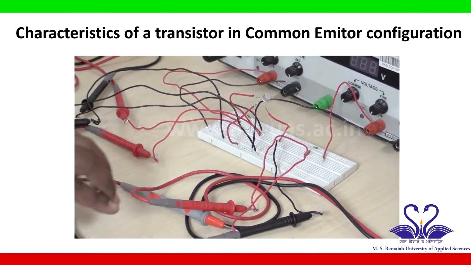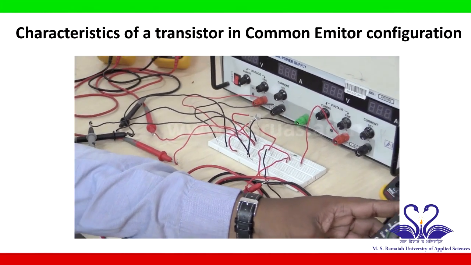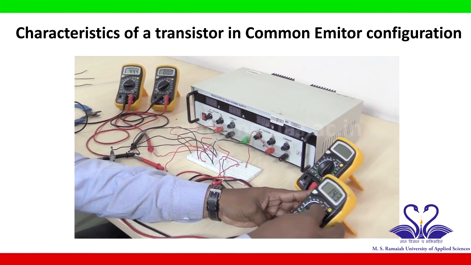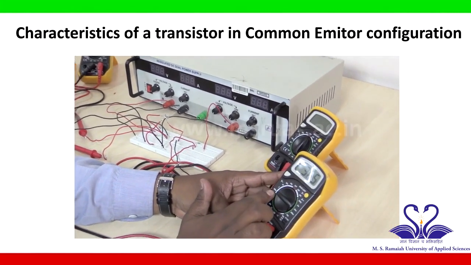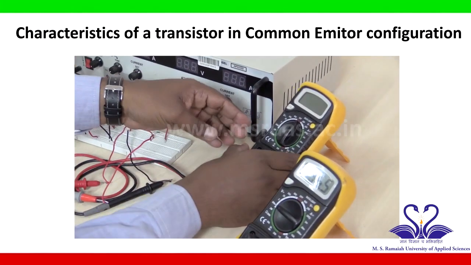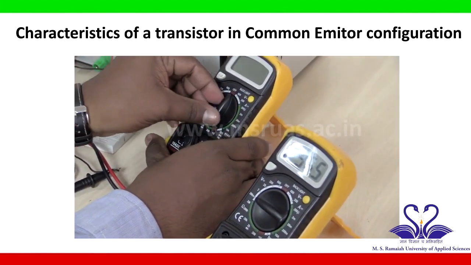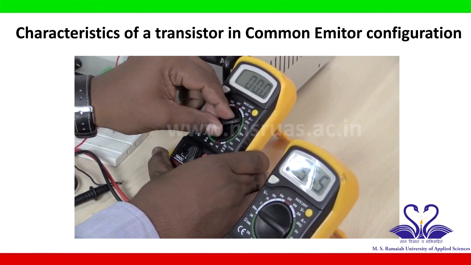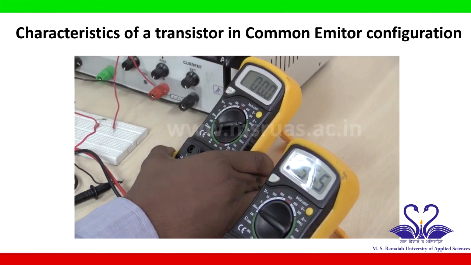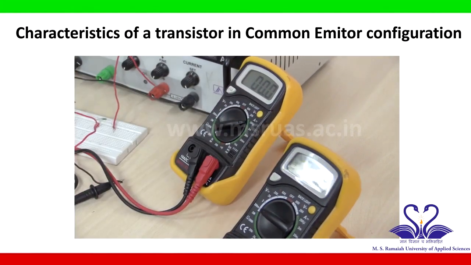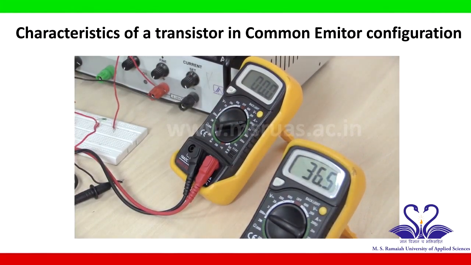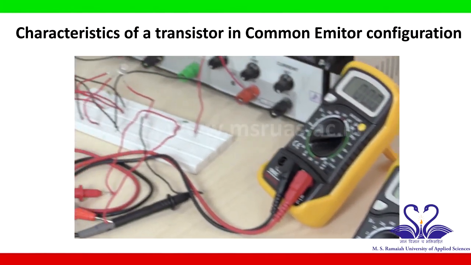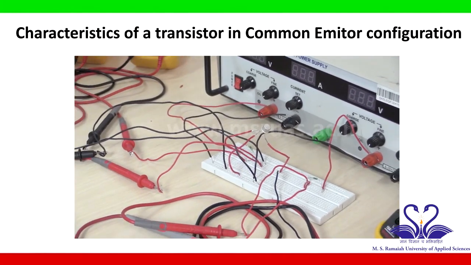As I told, this multimeter we are using as a voltmeter. So take it to the voltmeter position, keep the knob in the 200 millivolt position, and this multimeter is used as ammeter. So bring this knob to the DC ammeter position, that is 200 micro. Now we have finished the circuit connection of a transistor in common emitter configuration.